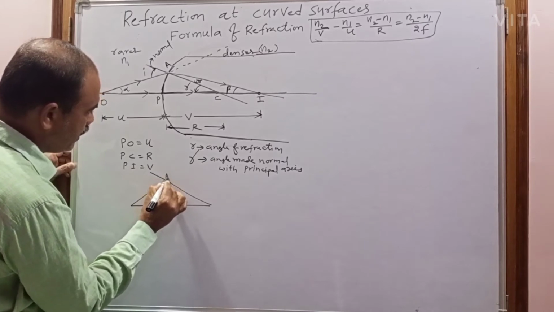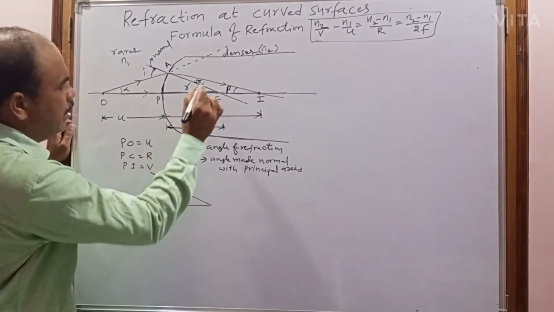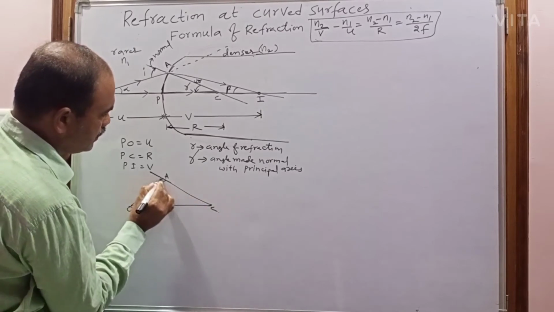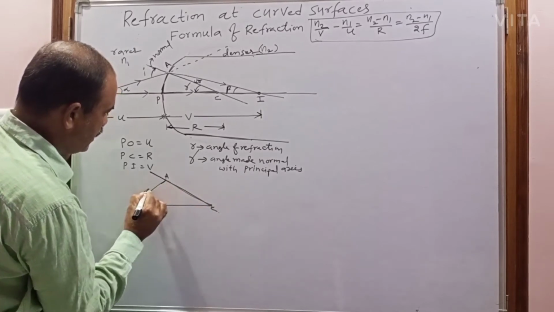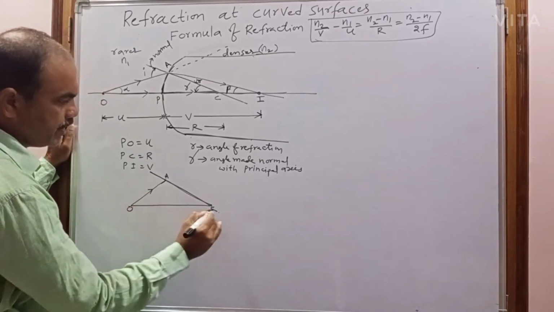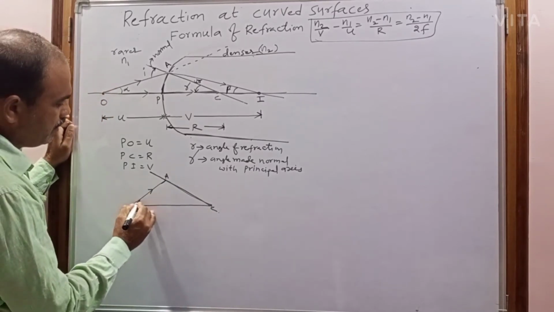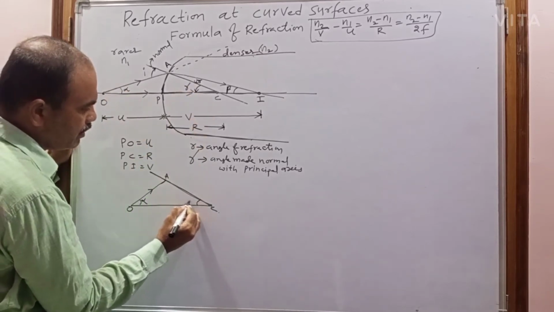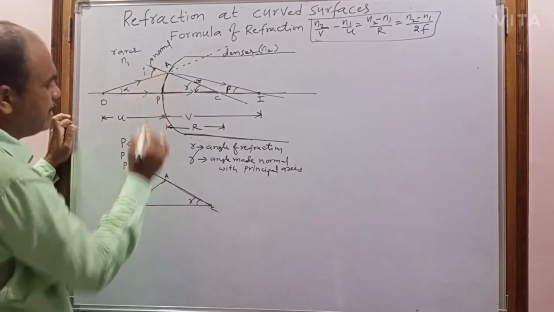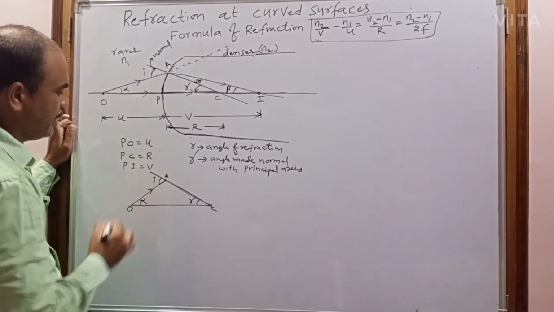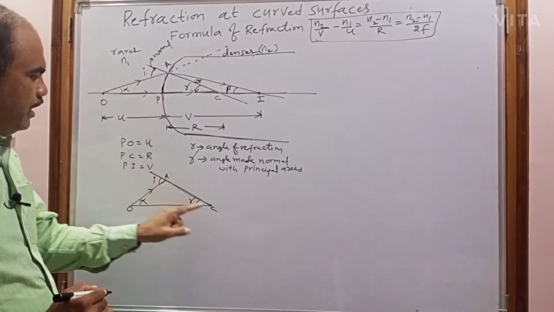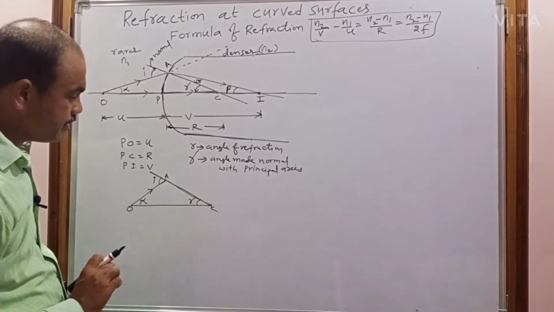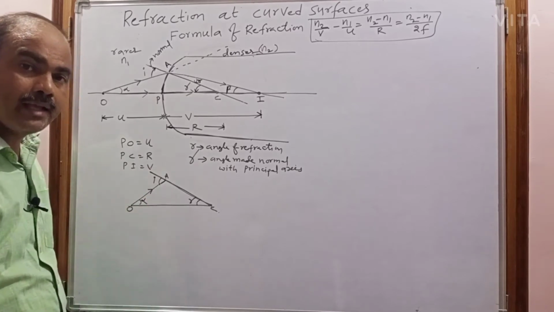So this is point A, and this is O, and this is C, and now this is the normal, this is the incident ray, and this is the principal axis. Now here, what is the angle? Here alpha, and here gamma, and here I. Now it is a triangle OAC. In this triangle, alpha and gamma are called internal angles and I is called the external angle.